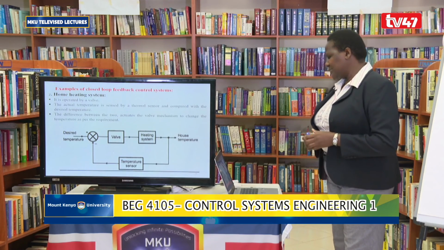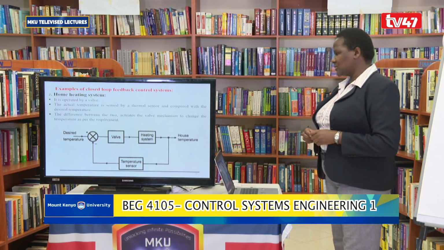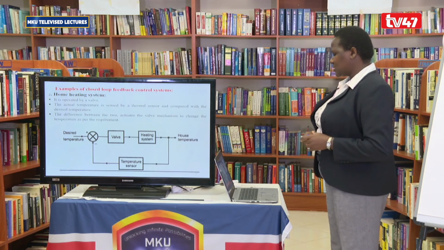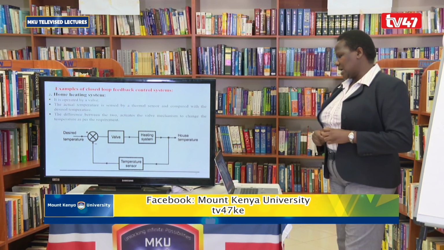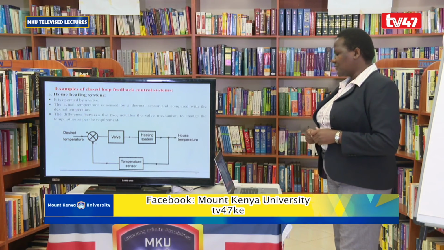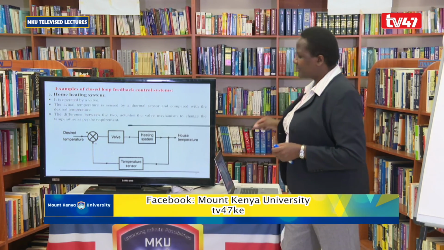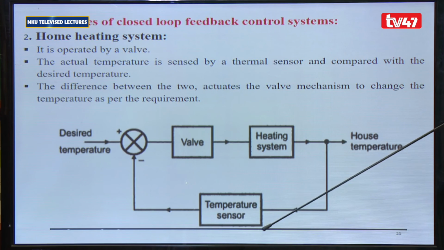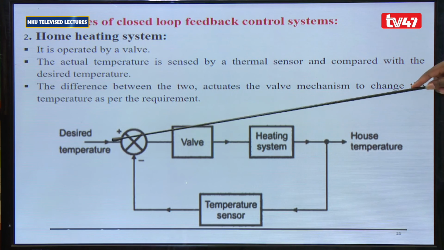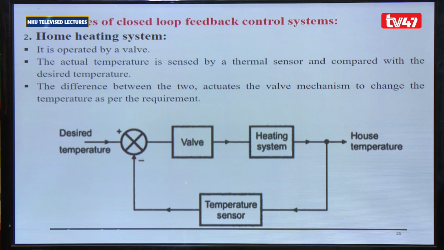Then another system is also the home heating, which is almost the same, but now it acts on the opposite of heating the room. So you find the right temperature, the house temperature. Then you have your temperature sensor there. You have your desired temperature. It's almost the same as the first one.